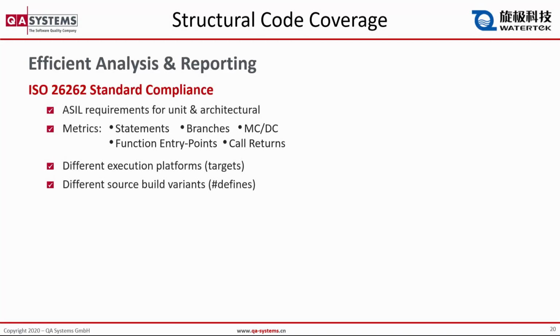The standard, as well as having different requirements for unit and architectural level coverage, specifies these in its metric sets. But there are also considerations for different execution platforms. Have I run the tests and executed the code on different target platforms, for example? Or have I got different source build variants using hash defines, which will affect the way the source code is translated into the object code executed on the environment?